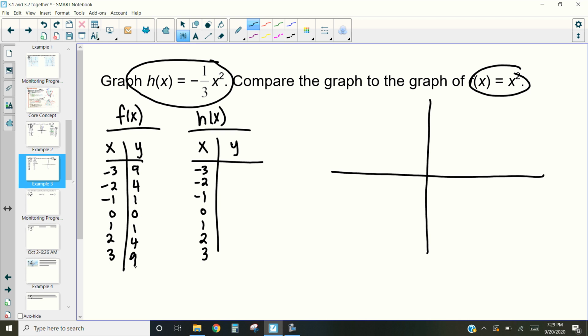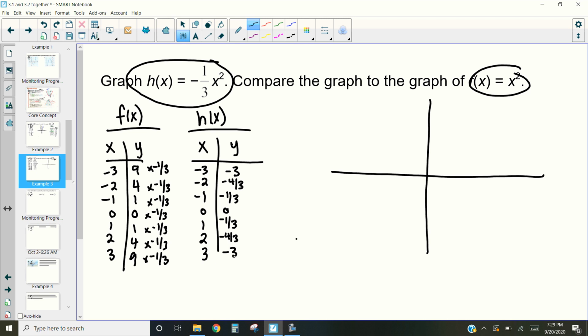Now let's do this again. Remember, our h of x is going to be whatever these values are times -1/3. So we're going to multiply each of these times -1/3. And that'll tell us what our function is going to look like here. So I'm going to look at what is each of these times -1/3, because that is what our equation tells us. So 9 times -1/3 gives me a -3. 4 times -1/3 gives me a -4/3. 1 times -1/3 gives me a -1/3. Anything times 0 is 0. -1/3, -4/3, and then we get a -3.